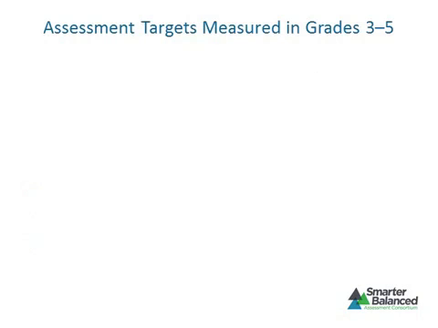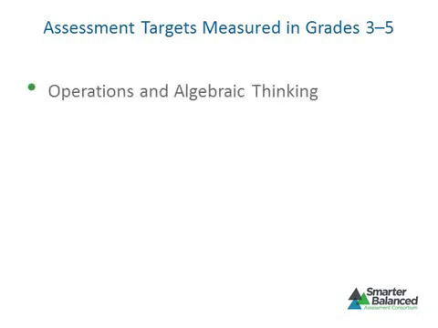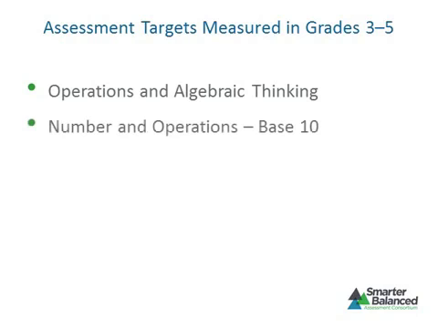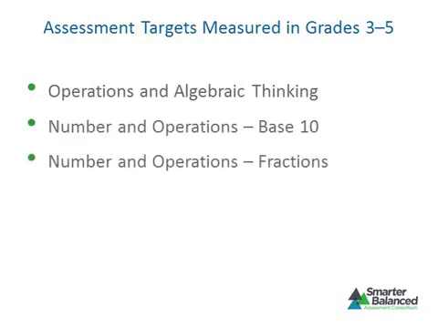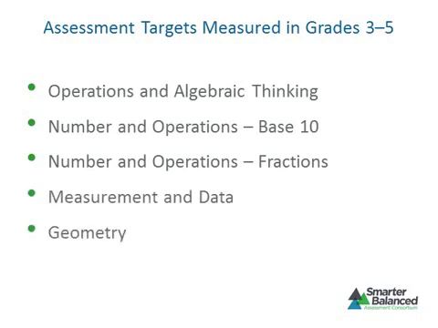Assessment targets for Claim 1 are based on the cluster-level headings from the Common Core State Standards and take into account ways in which the standards tie supporting clusters to the major work of the grade. For grades 3 through 5, there are 5 categories of assessment targets that are measured, including operations and algebraic thinking, number and operations in base 10, number and operations with fractions, measurement and data, and geometry. Let's look at the progression of knowledge and skills measured for each assessment target across grades 3 through 5.